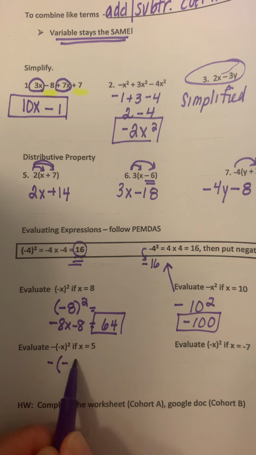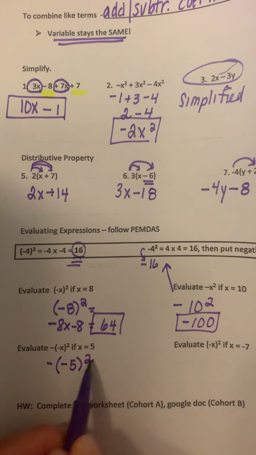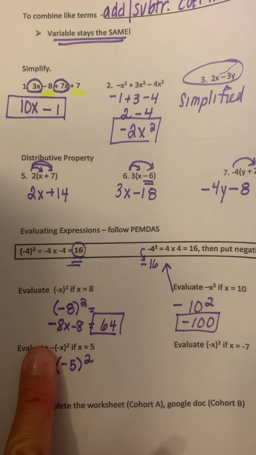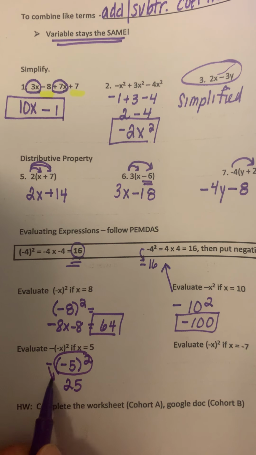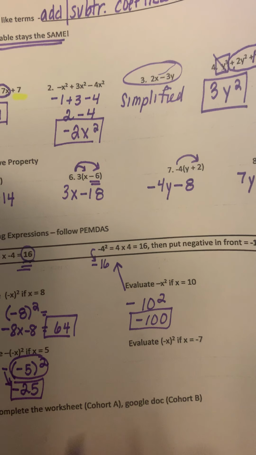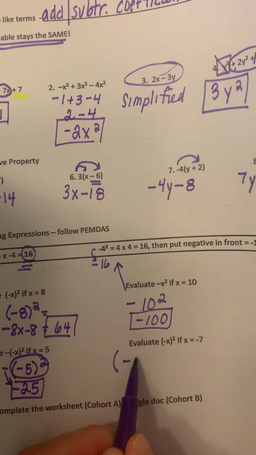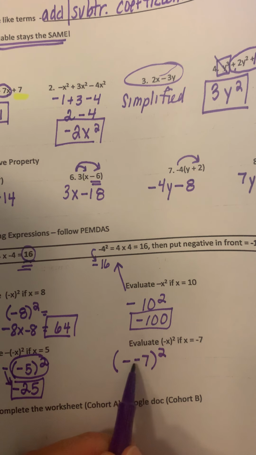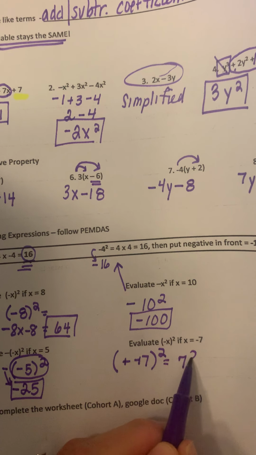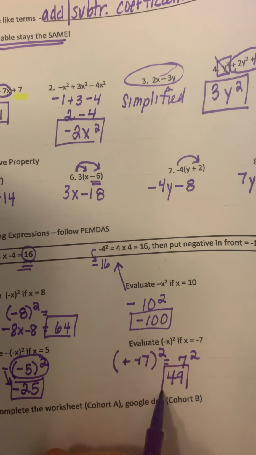So you have a negative 5 inside squared. So you want to do this first. Negative 5 squared, 25. So this is done, but you still need to bring that down. Last example. You have negative, but you have a negative 7 all in there. So a negative, double negative, make a positive, right? So it just becomes 7 squared, 49.